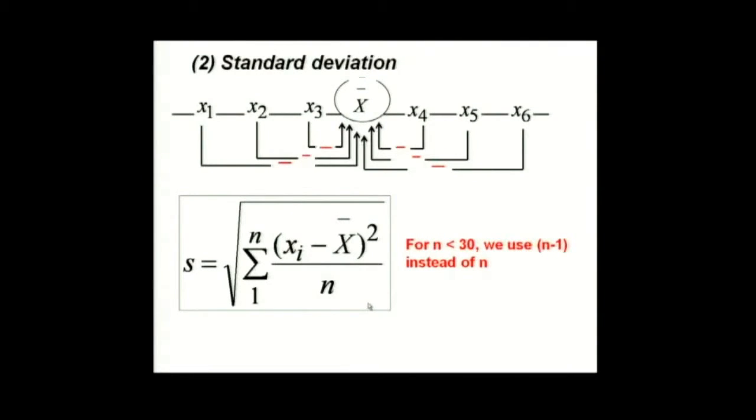One point I need to make here is that if the sample size n, or the number of observations n, is less than 30, which is the threshold of a small sample, as we will discuss later on. A small sample is a sample that has a size of less than 30 observations. In this case, we use n minus 1 in this equation instead of n.